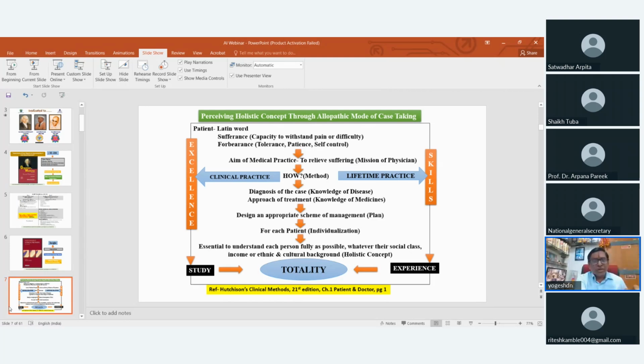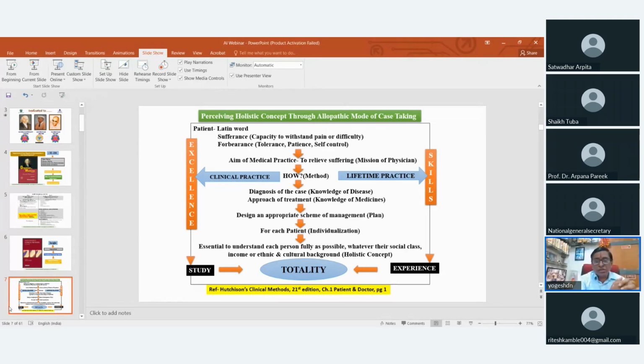It is one of the attempts to perceive the holistic concept through the allopathic mode of case taking. The word patient is a Latin word which talks about sufferance, the capacity to withstand pain or difficulty, and forbearance, which talks about tolerance, patience, self-control. Now, what is the aim of medical practice? To relieve suffering. This is what Hutchison talks about. And in our Organon of Medicine, the mission of the physician also talks about relieving the suffering in terms of achieving cure.